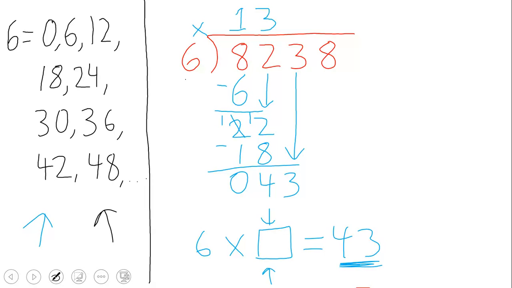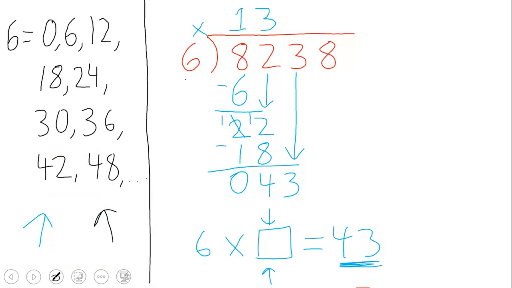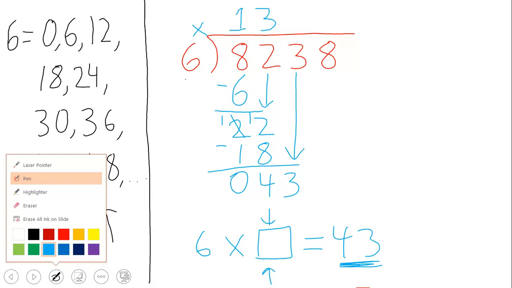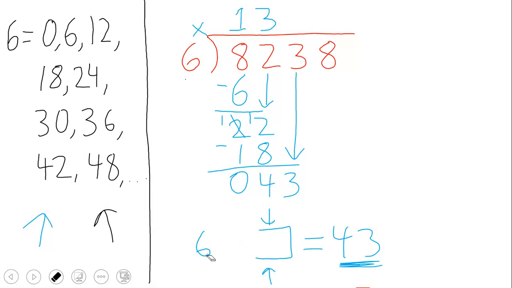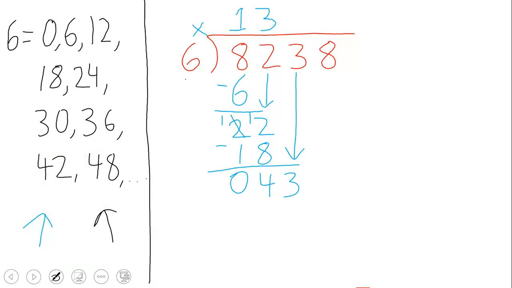But I'm going to go for the next best thing. I'm going to try to find a number to multiply by 6. I can't get 43, but I'm going to get the largest number that is both a multiple of 6 and less than 43. So let's consider that. I'm trying to find the largest multiple of 6 that is less than 43.